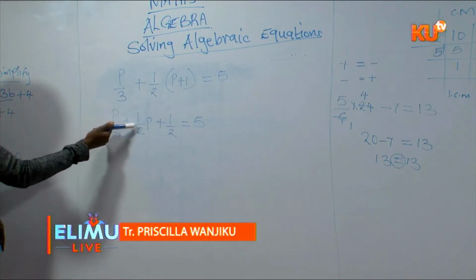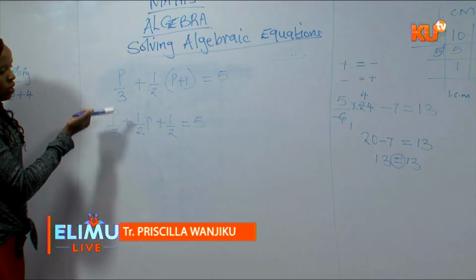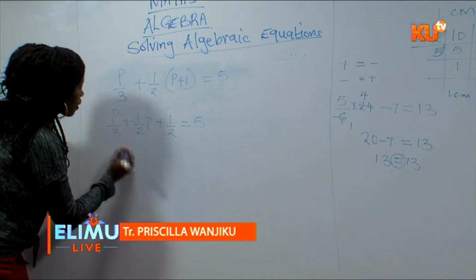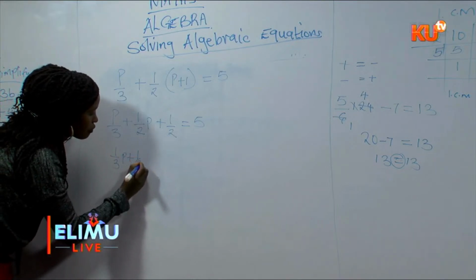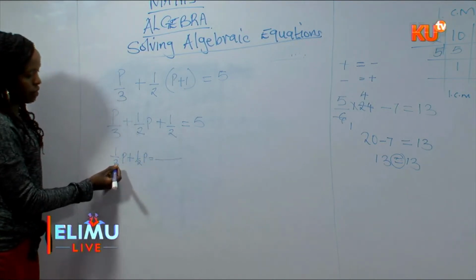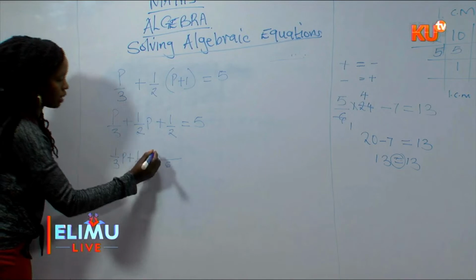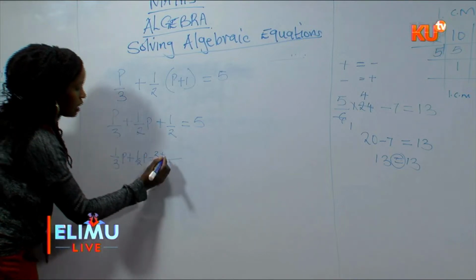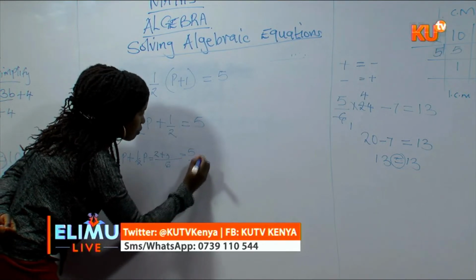From there we add what we have. Here I have P over 3. P over 3 is the same as a third P. So a third P plus a half P, and then we have plus a half. So we put this one together. That is a third P plus a half P. When we add this, we get the LCM of 3 and 2. The LCM of 3 and 2 is 6. 6 divided by 3 is 2. 2 times 1 we get 2, plus 6 divided by 2 is 3. 3 times 1 we get 3. So 2 plus 3 we get 5 over 6P.